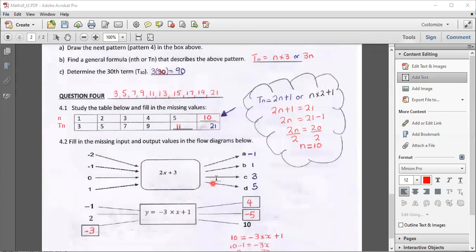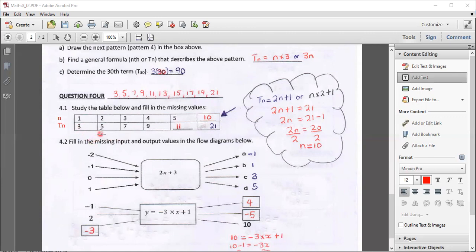Now looking at question 4, we're starting to study the table here. This is your n. N is your position. Position 1 of your pattern, 2, 3, 4, 5. Now for the first value at position 1 is 3. The next value is 5. The next value is 7. Now we need to see if there is a constant difference.